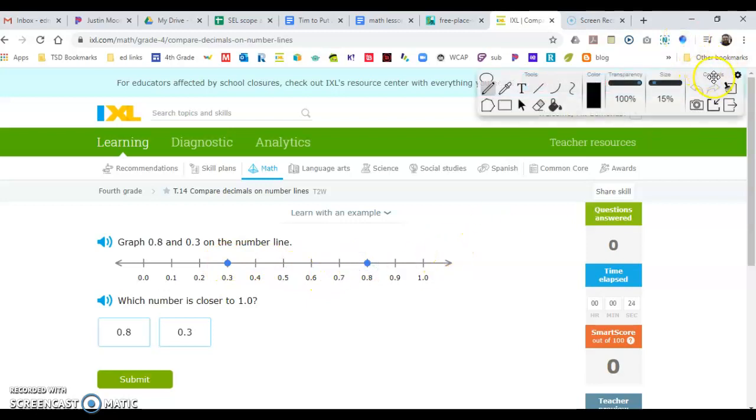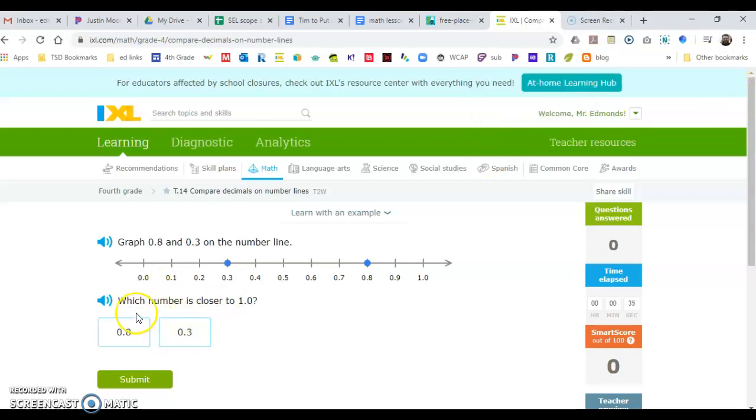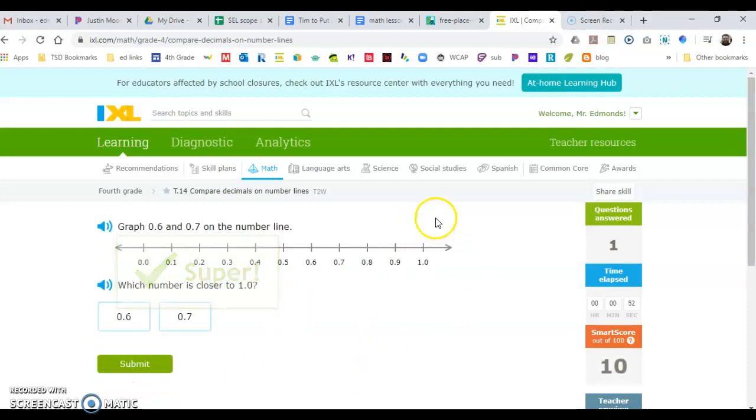Here is a word of caution, everyone. This question changes again and again. So you have to really slow down and pay attention to what the question is asking you to do. Here it's asking me which number is closer to 1.0 or 1, otherwise known as 10/10. 8/10, 9/10, 10/10. Well, if you look right here, this number is closest to 8/10, therefore that is our solution.